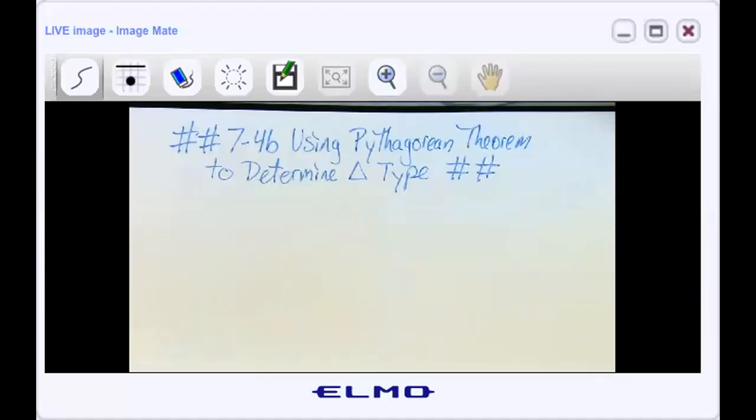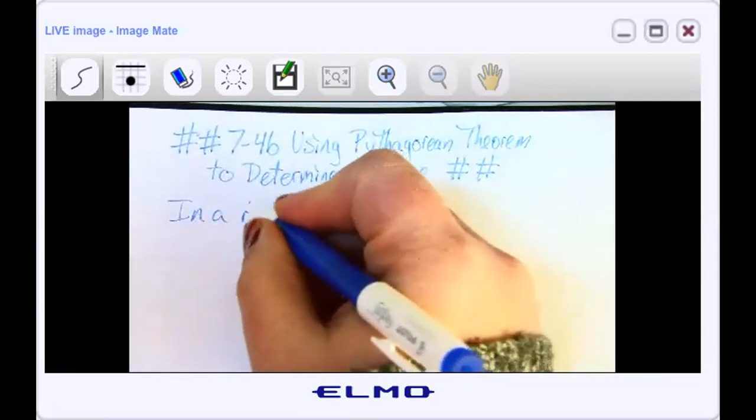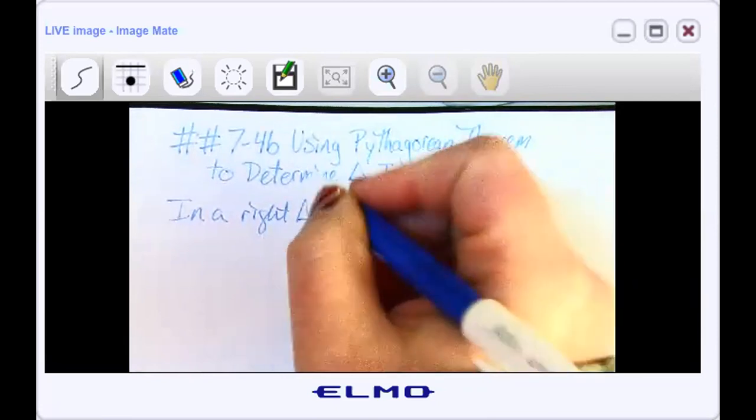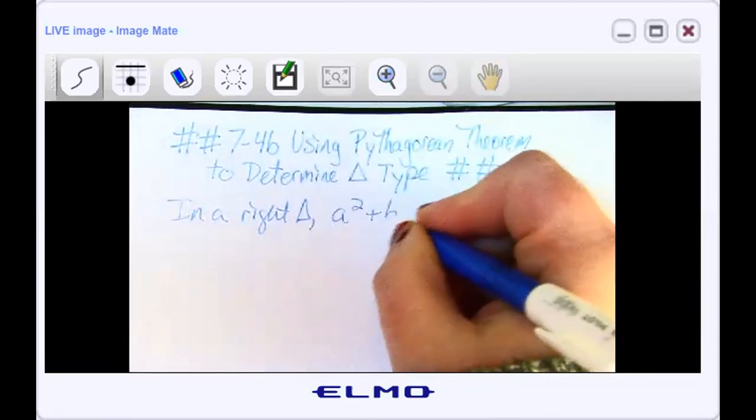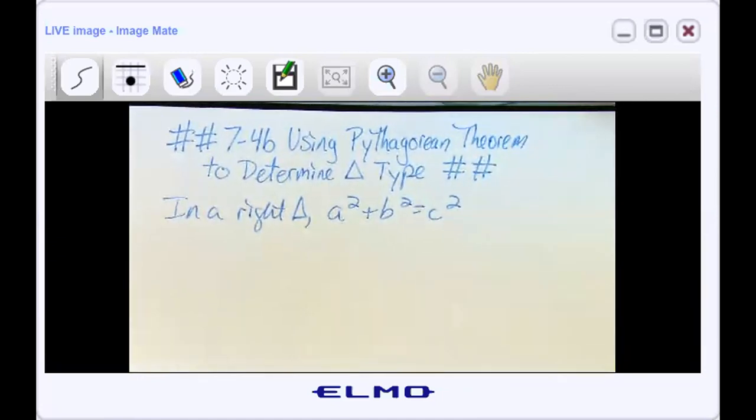All right, so let's recap the things that we have already learned about the Pythagorean theorem. We know in a right triangle, a squared plus b squared equals c squared. Of course, that's old news. So if I know I have a right triangle, I can use it to solve for any of the missing sides, whether it's the hypotenuse or one of the legs. We did that.